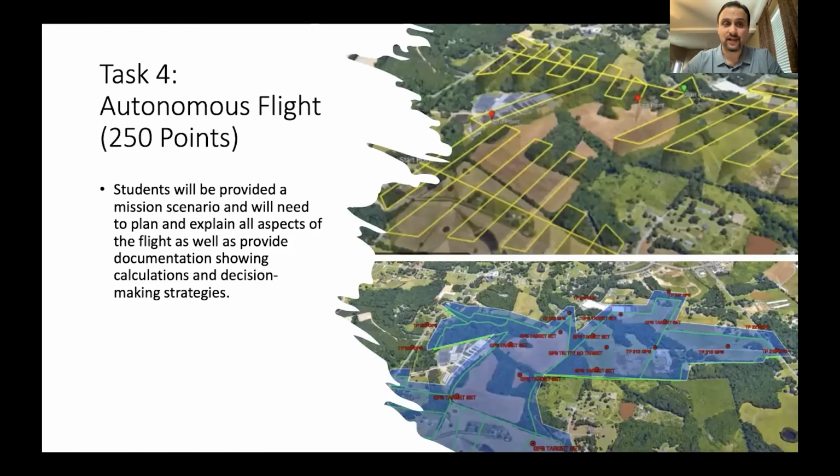Task 4 is autonomous flight. Students will be provided a mission scenario and will need to plan and explain all aspects of the flight, as well as provide documentation showing calculations and decision-making strategies. For example, if you look at the bottom picture here, you have a plot of land, and the drone needs to fly over this plot of land and gather some data. How do we get it from point A to point Z and make sure that it collects all the data we need at every single point? So we have to develop an autonomous flight plan. You can see in the top picture, the yellow lines are the flight plan that was designed to cover this entire area.